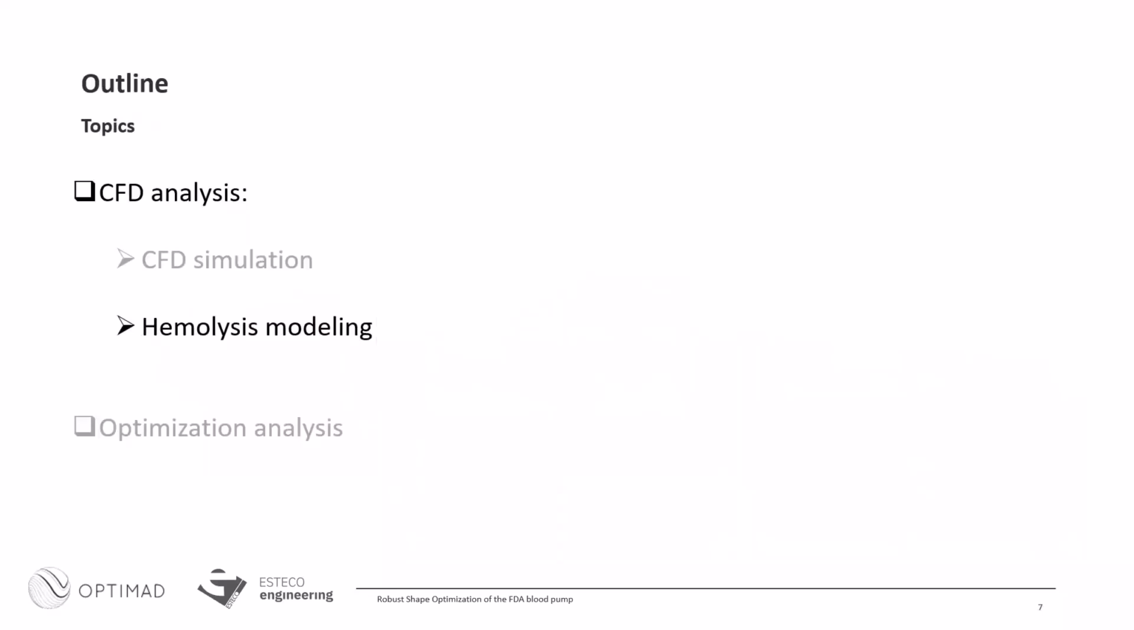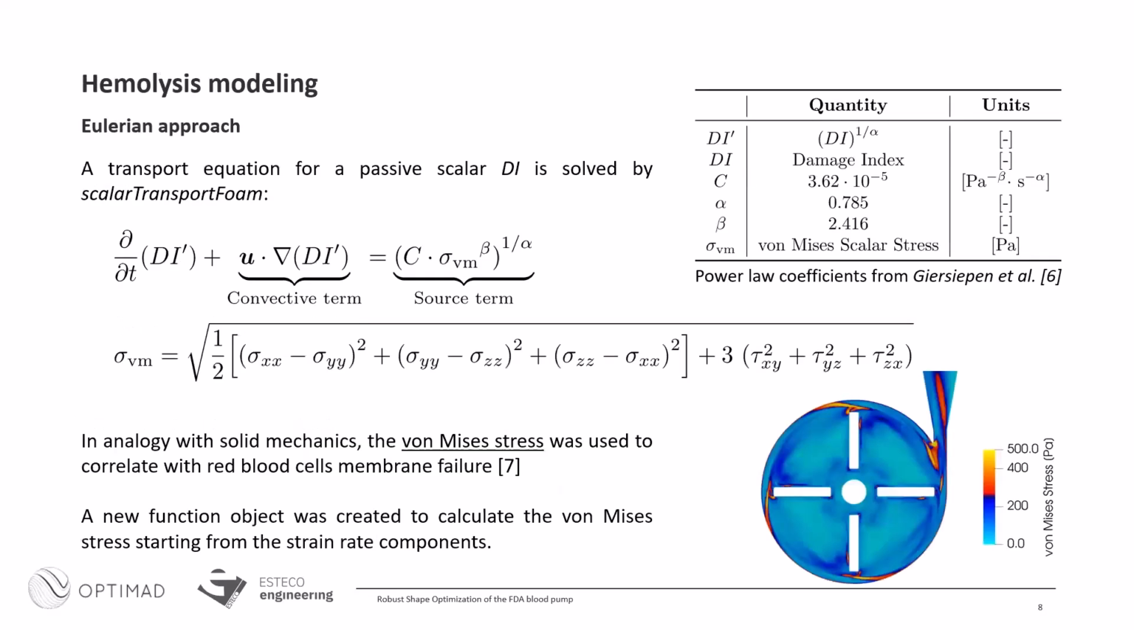So once we assessed the CFD model and validated it, we moved to hemolysis modeling. We chose an Eulerian approach in order to solve, in a scalar transfer form, this transport equation for the passive scalar DI, which is the damage index. This is a convection equation with a source term, and this source term derives from a well-known power law that you can find in the literature, and that describes the hemolysis phenomenon.